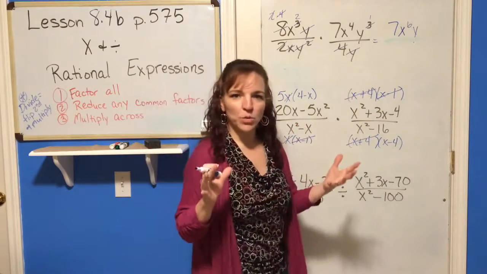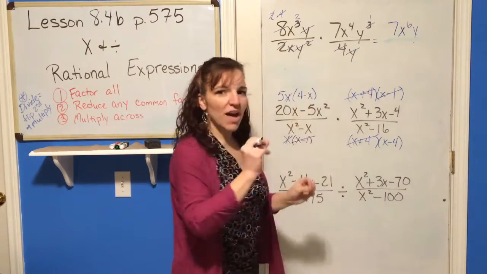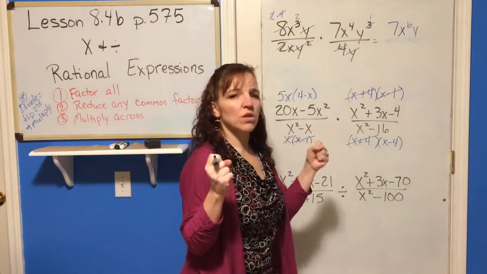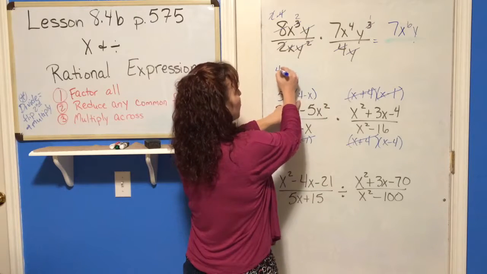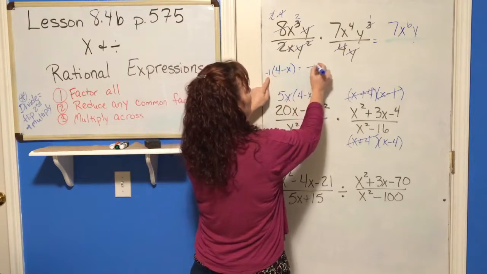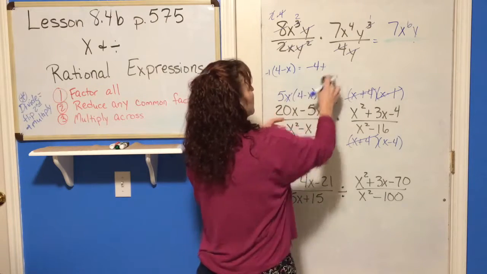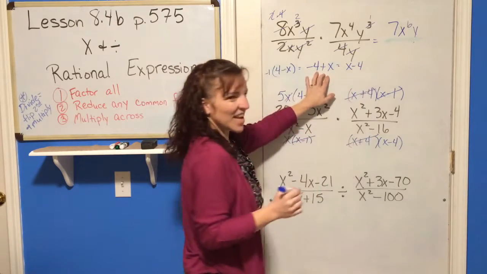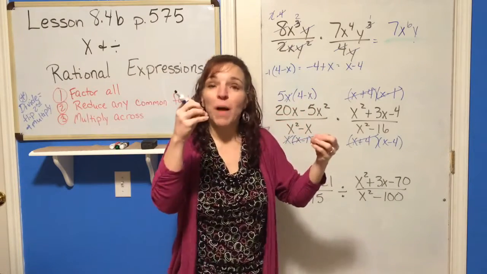Here is something that might be new and different to you. I've got 4 minus x and x minus 4, which are very similar, but they're not identical. So your first instinct would be, oh, they're not identical, you can't reduce them. But oh, they're so close. Watch this. If I multiply 4 minus x times a -1, that makes the 4 negative, and it makes the x positive. Oh, this is an x, not a 4. Oh my goodness. Which is the same as x minus 4.